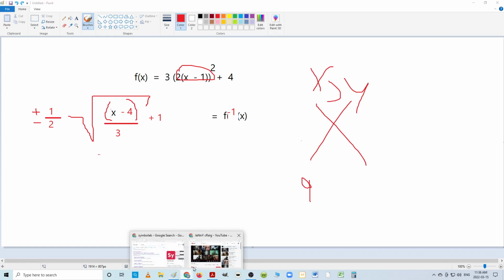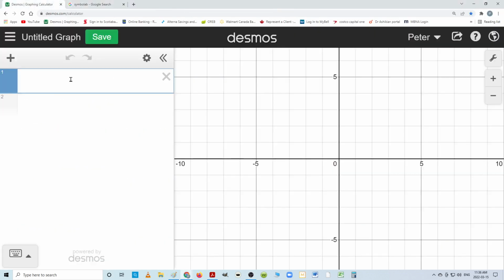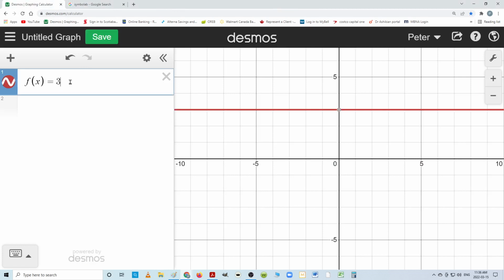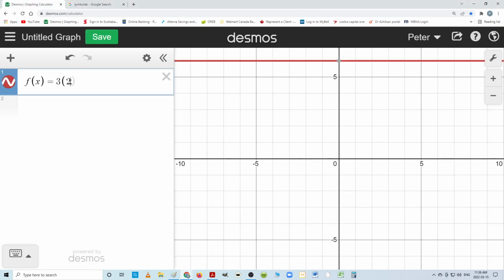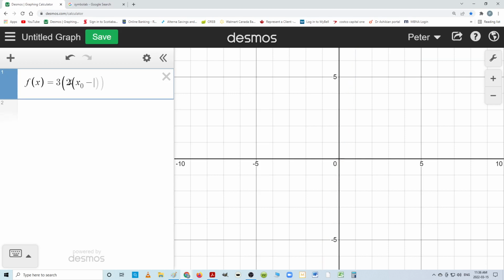But I'm going to go on. And actually, yeah, if you have time, it's smart to go ahead and experiment with Desmos. And I think it was, I can't remember if it was 3, 2, x minus 1 squared plus 4. Was that it?